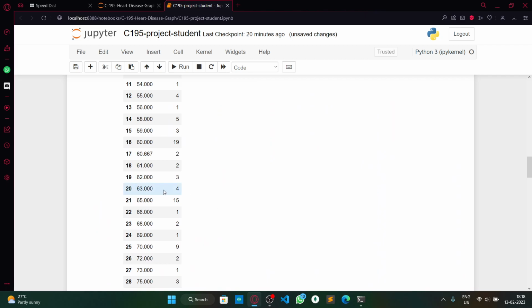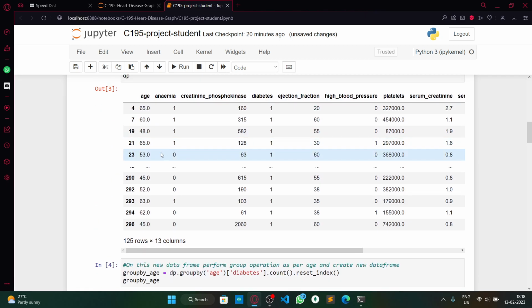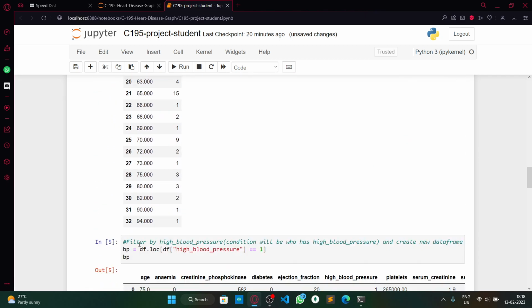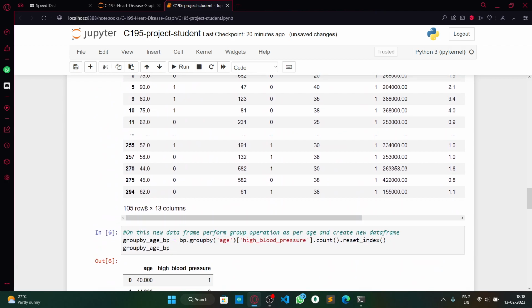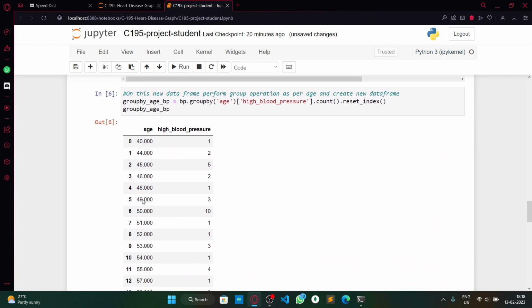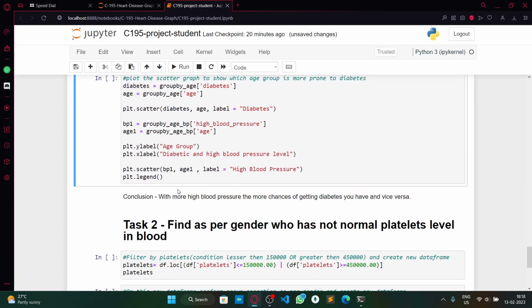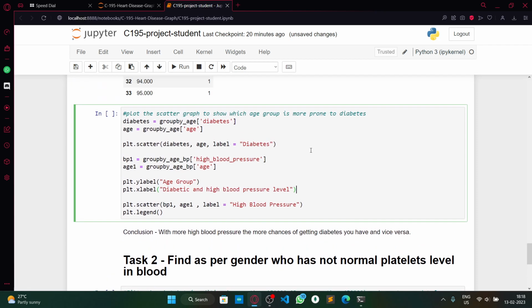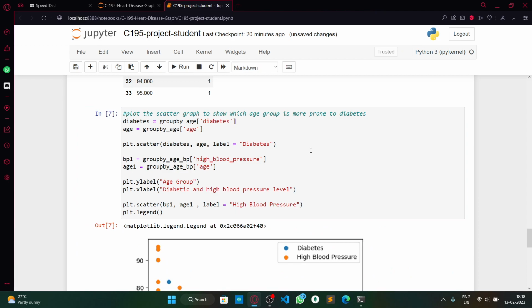And few of these are repeated. You understand? Like here 125 rows and here 105 rows. In that, few people are repeated. So we are going to work with the repeated people. The repeated people are at a very dangerous stage. So we want to get a graph here.